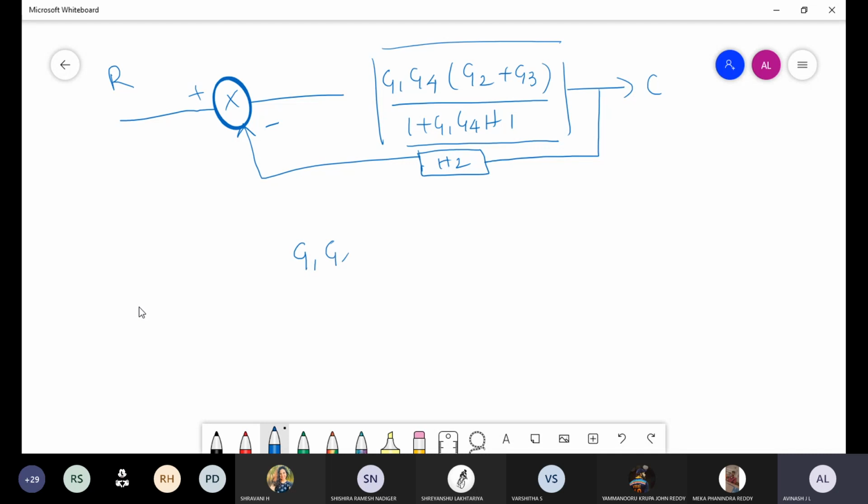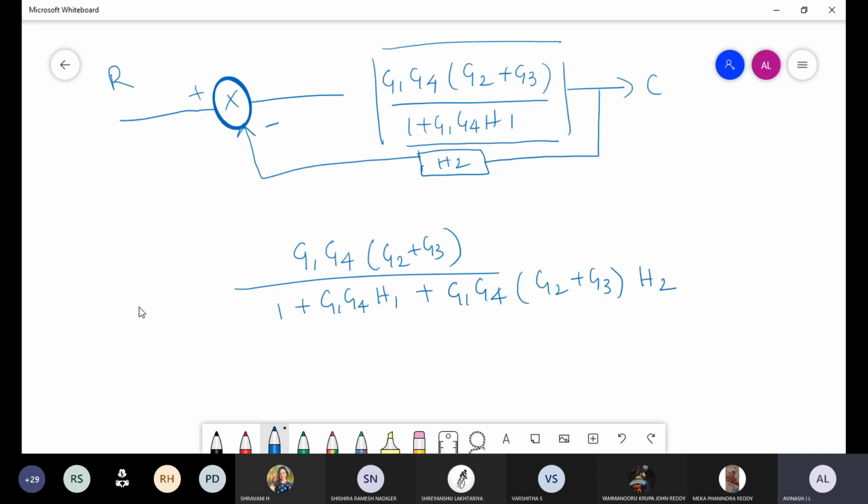it will become G1 G4 into G2 plus G3, and in the denominator, I think you will get 1 plus G1 G4 H1, plus on this side you will get G1 G4 multiplied with G2 plus G3, that will be multiplied with H2. I think you will get this one, is it correct?